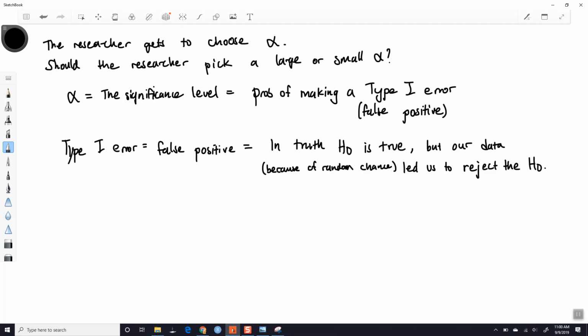So the question is, why don't I just pick a really small alpha? Or why don't I just set it to 0? I don't want to make this kind of mistake. If it's coming from the same factory, I don't want to come to the wrong conclusion, okay? Well, what's the problem with that?